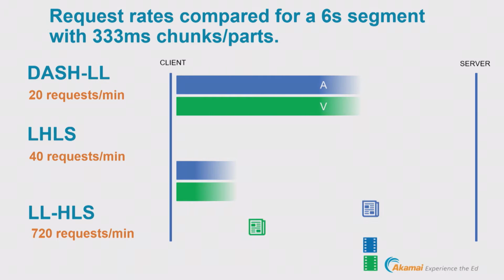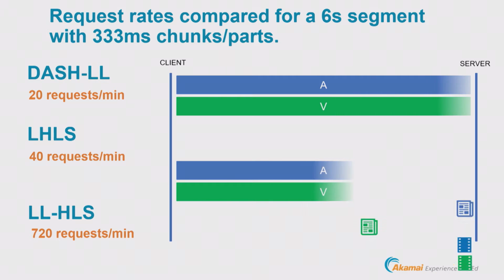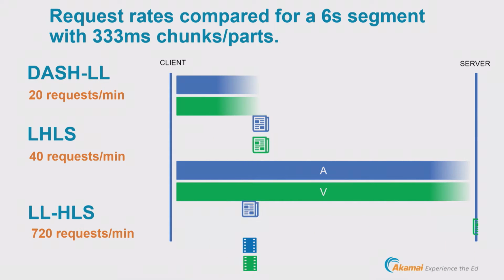Now, in deference to the client, half of these requests of the client should be fulfilled by the H2 push. So the client should be seeing 360 requests per second crossing the wire, but the edge server is going to see the full 720 requests per minute. So there's a large variation.